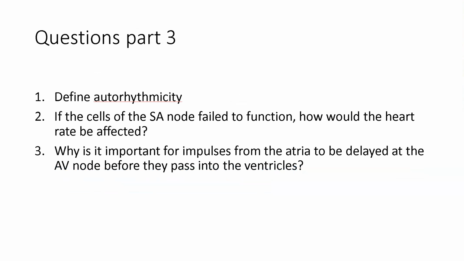So, question part 3. I want you to define autorhythmicity. That's fun to say. If the cells of the SA node fail to function, how would the heart rate be affected? All right, so think about that. And then why is it important for impulses from the atria to be delayed at the AV node before they pass into the ventricles? I probably already answered that for you.